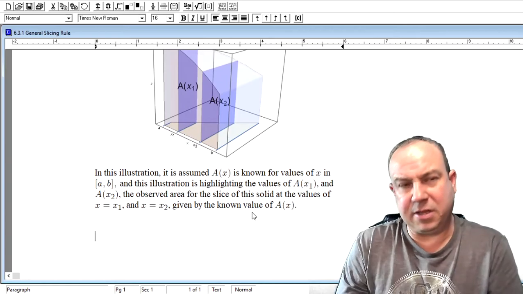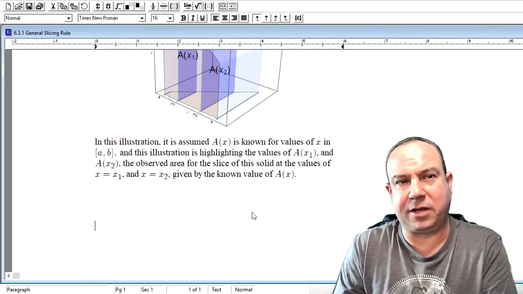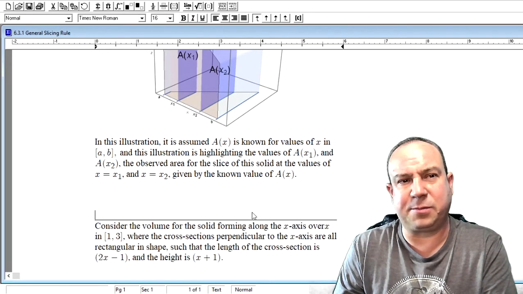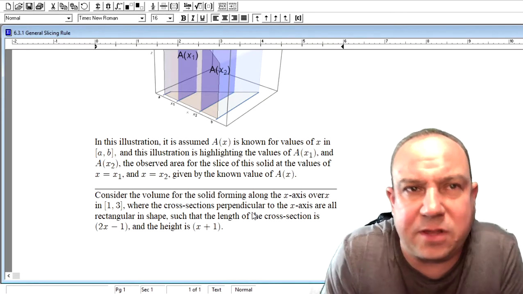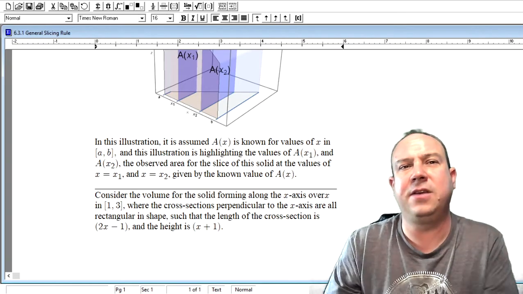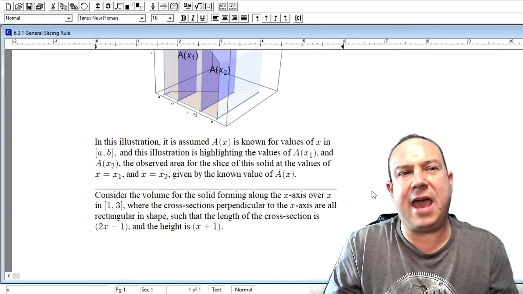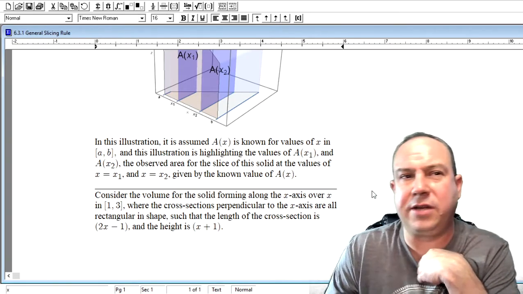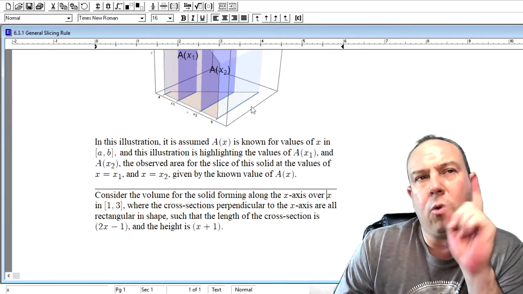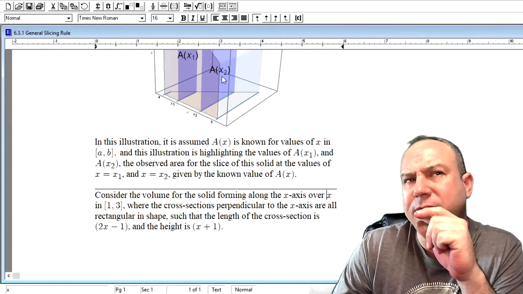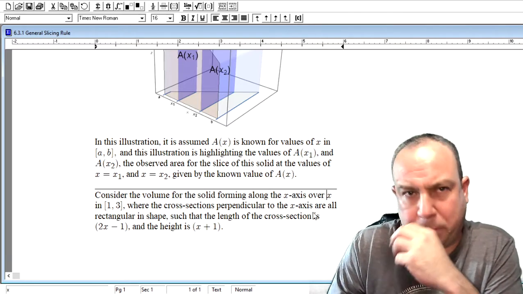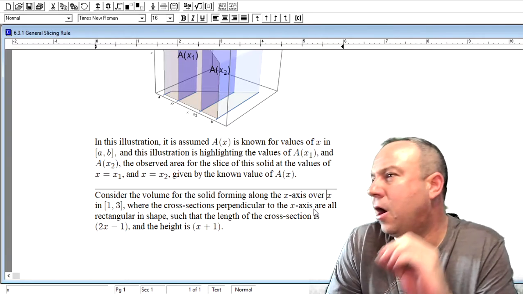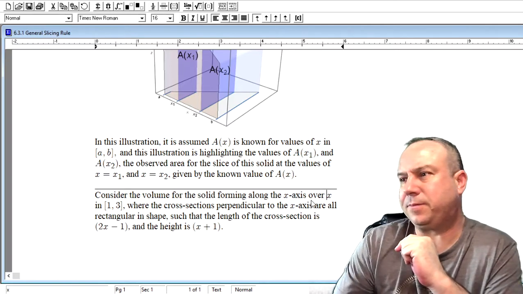But let me give you an intermediate example here. I don't give you the formula explicitly, but I do give you this situation where we consider the volume for the solid forming along the x-axis over x in the closed interval from 1 to 3, where we're told a little bit of information about these cross sections. We're told the cross sections perpendicular to the x-axis are all rectangular in shape.